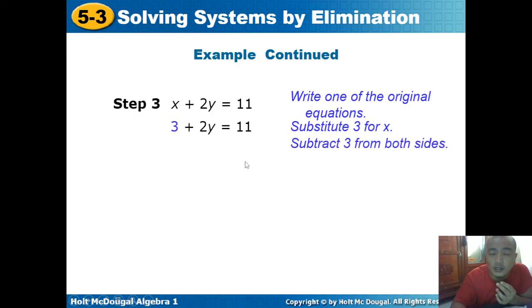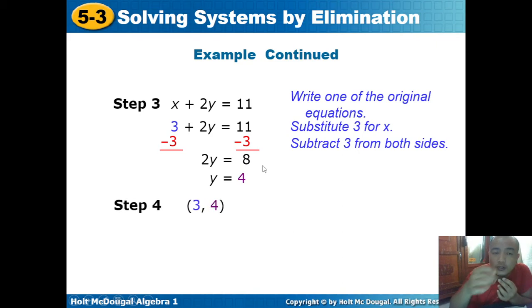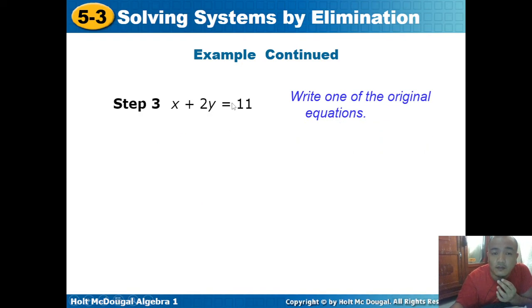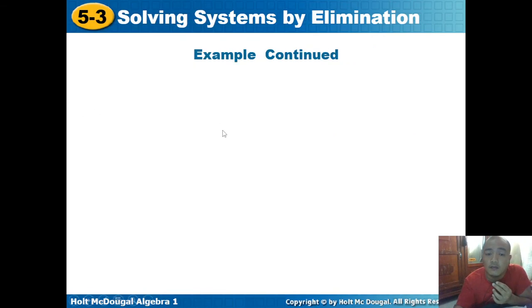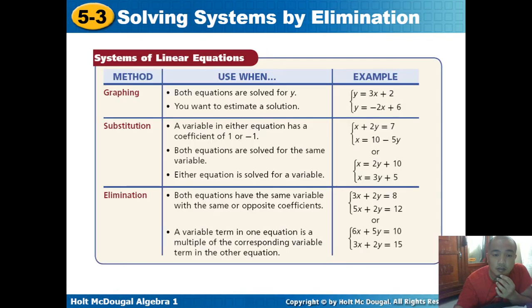11 minus 3 is 8. So 2y equals 8. Divide both sides by 2. y equals 4. Therefore, the solution is 3, 4. Let's check. 3 plus 8, 11. That's correct. 3, 4, right? 3, 4. How about you? Negative 9 plus 4. That's correct. That's how we solve systems of equations by elimination method.